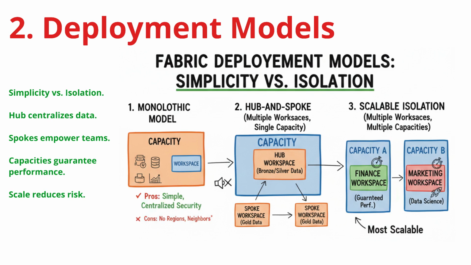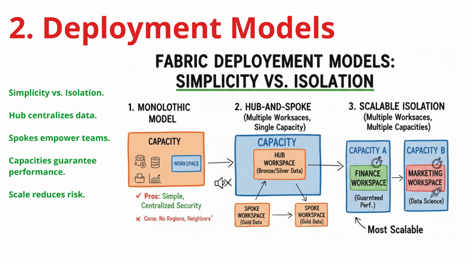Moving up, we have the hub and spoke model. This is perfect for teams that want to centralize their core data in a hub while letting different departments manage their own spoke workspaces for specific reporting. It's organized and efficient, but everyone still shares the same engine.